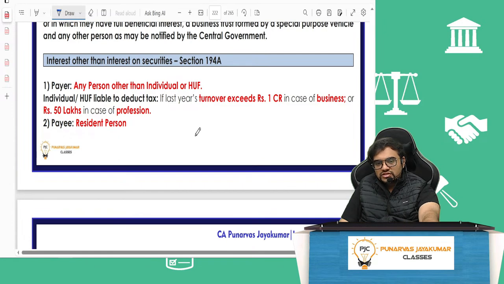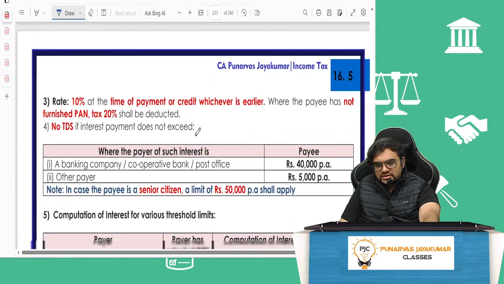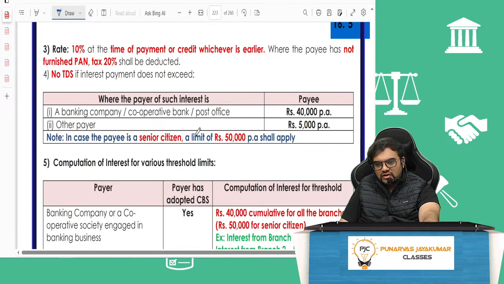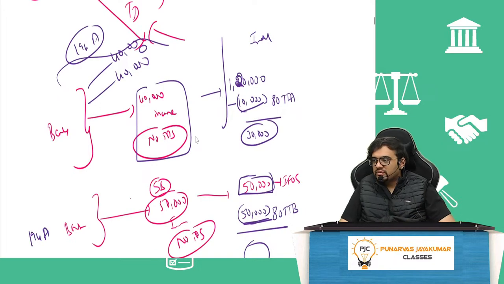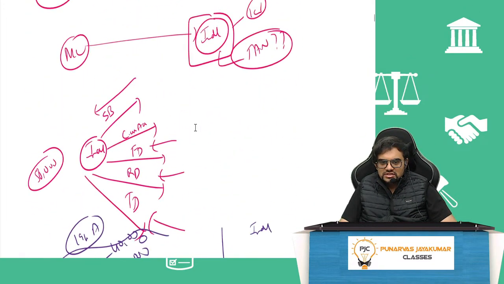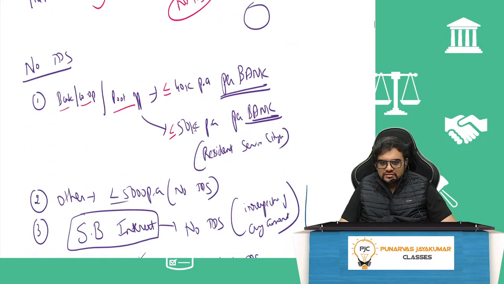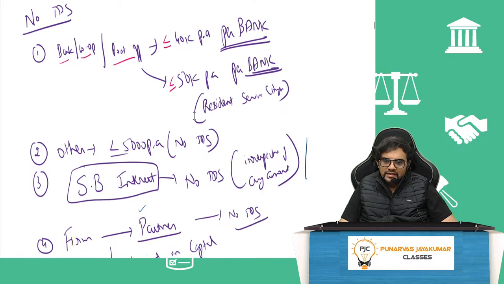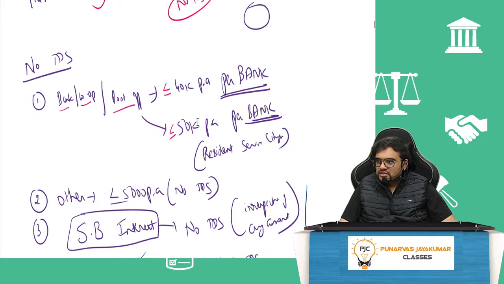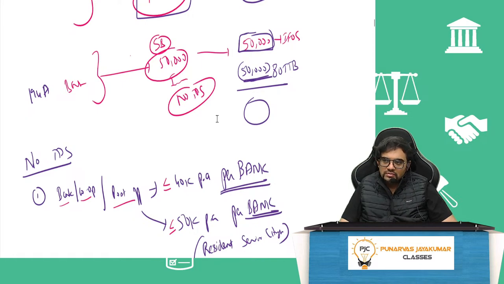Any person other than an individual or HUF, the payee will be a resident person. This payer of the interest, this is what, guys, interest other than interest on securities. This will be interest on your recurring deposits and fixed deposits and all these things. So here, generally, what is the rate? That is 10%, otherwise 20%, all that okay. But when will TDS not come? If it is paid by a bank, cooperative society, post office, less than or equal to 40,000 rupees per annum per bank. This is for normal people. For a resident senior citizen, less than or equal to 50,000 rupees per annum per bank. Mind you, it is not per branch. It is per bank, so all branches added.